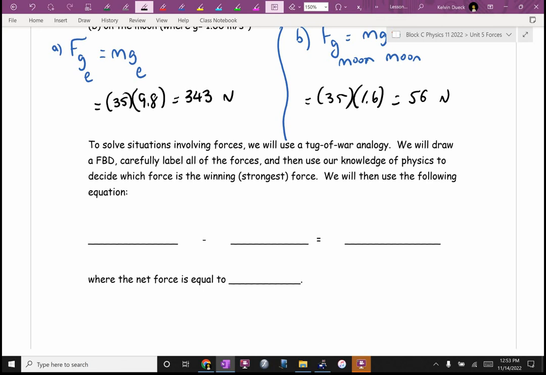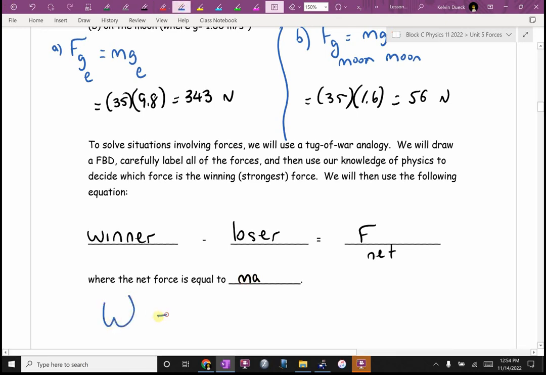And then we're going to use the following template. It goes like this. Winner minus loser equals Fnet. That's the one that you'll commit to memory. You might be tempted to write it on your green sheet. Don't yet. We'll be doing this so often. Trust me, you'll have this in memory. Oh, but where Fnet, what does Fnet equal from your green sheet? MA. So really what you're going to see me do is I'll go winner minus loser equals MA.